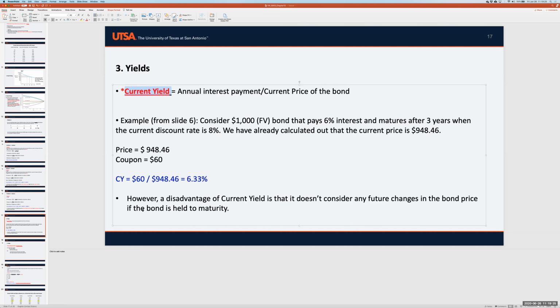We find the current yield. However, a disadvantage of the current yield is that it doesn't consider any future changes in the bond price, which yield to maturity does. So okay, we know that the 60 is stable for T1, T2, T3, T4, and so on, the same all the way to the end of the 10 years or 3 years, right?